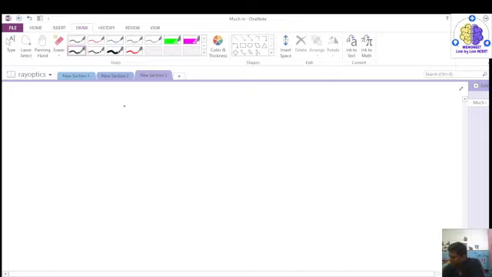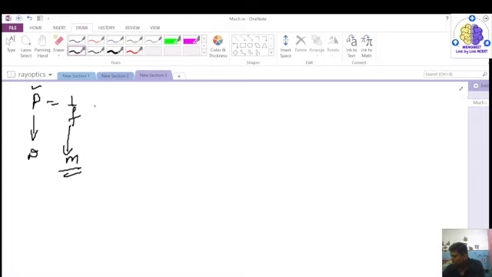Let me see what is left. Yes, power of lens. Power of lens is equal to 1 upon focal length. This power will be given in diopter if the focal length is given in meter, right? So power is equal to 1 upon focal length, and if focal length is in meter, the power will be given in diopter, right?